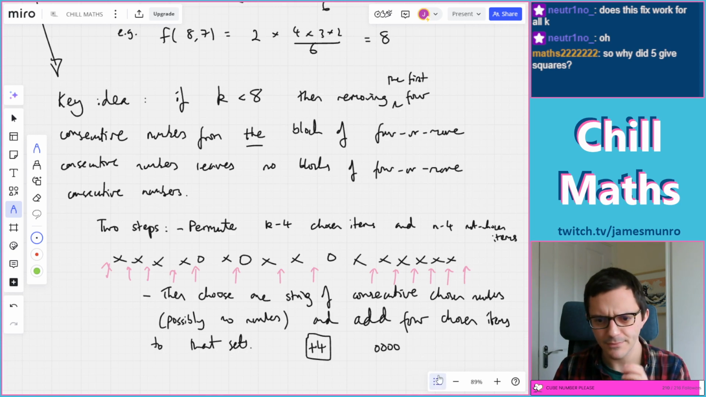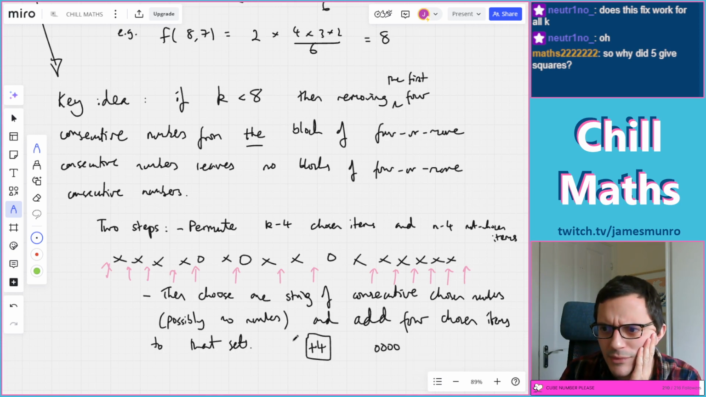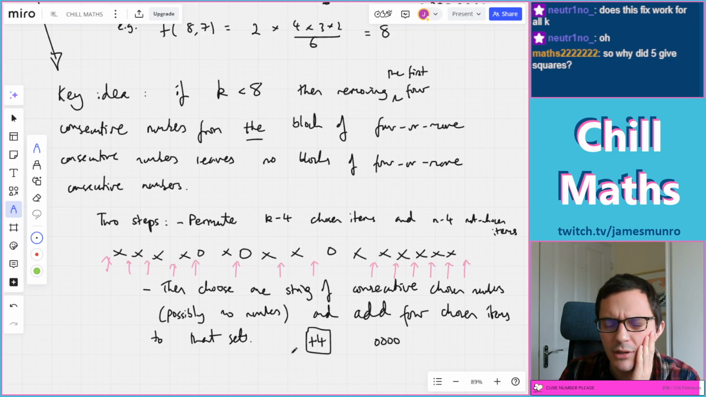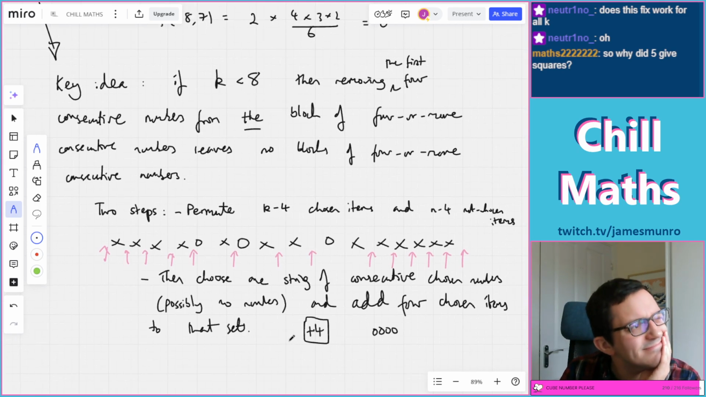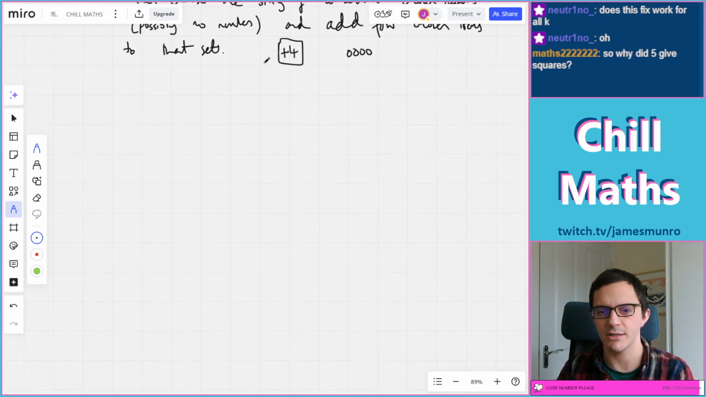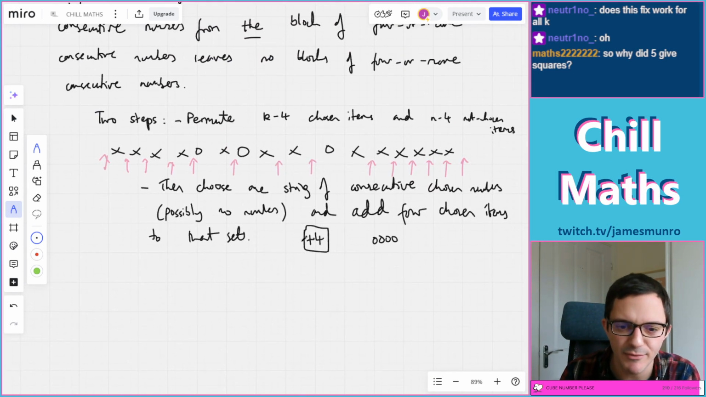Let's do an example. Maybe we should do the 8,7 example. 8,7. Let's do the n-4 squared example. Because the number of pink arrows, just to finish it off, the number of pink arrows, number of places to do that.